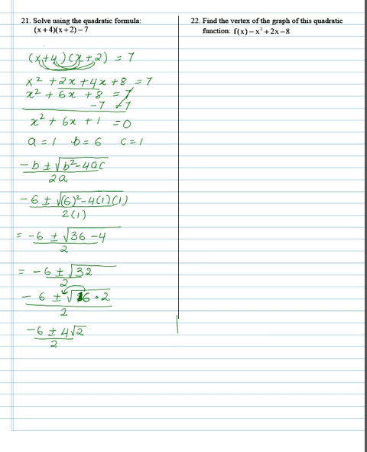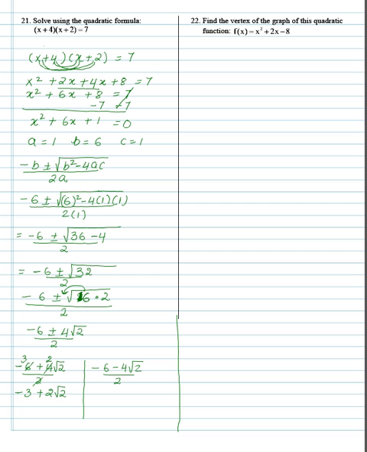So I have two cases here. Case 1 is negative 6 plus 4 radical 2 over 2. And the other is negative 6 minus 4 radical 2 over 2. When I simplify this with 2, 2 goes into 6 3 times, 2 goes into 4 2 times. So negative 3 plus 2 radical 2.